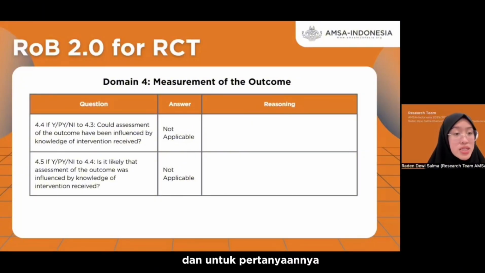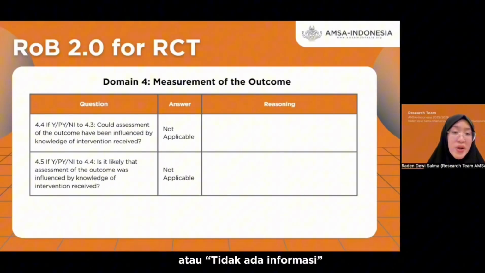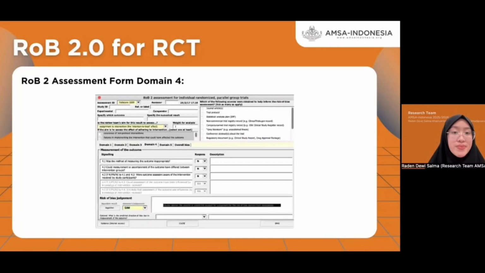Questions 4.4 and 4.5 are not applicable because previously the answer for 4.3 is not a yes or probably yes or no information. Fill in each column for Domain 4 according to the selected answers. Then complete the assessor judgment section. Based on the assessment, the assessor judgment for this domain is low risk of bias.